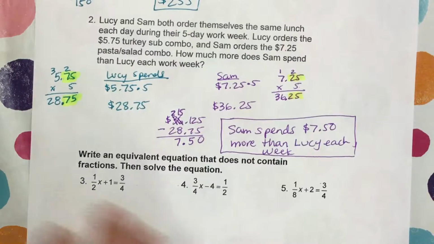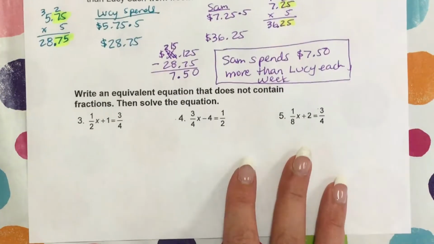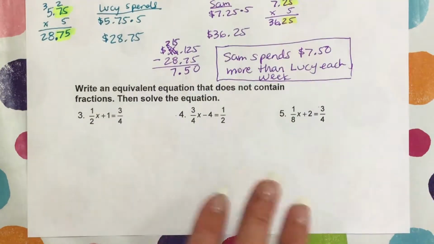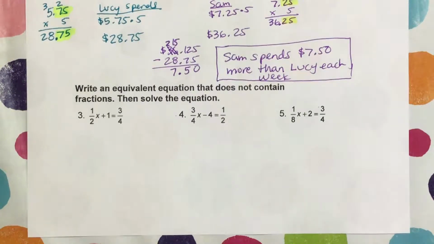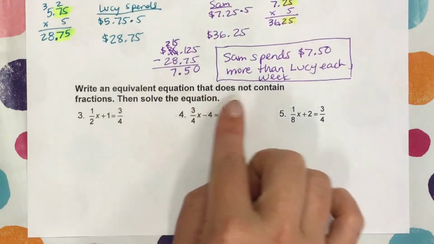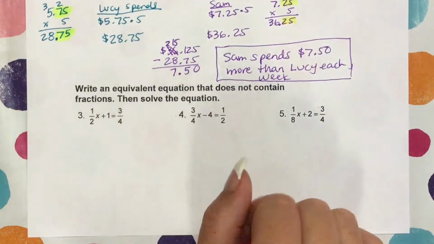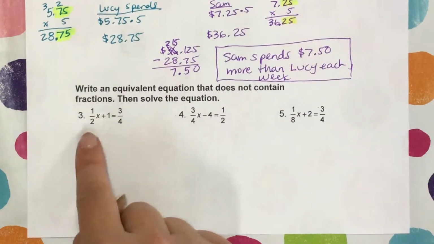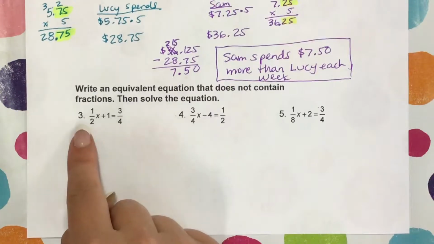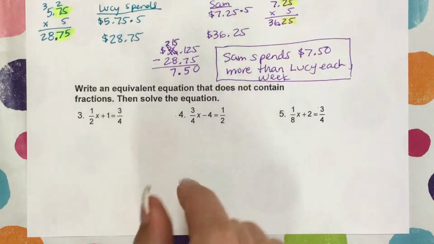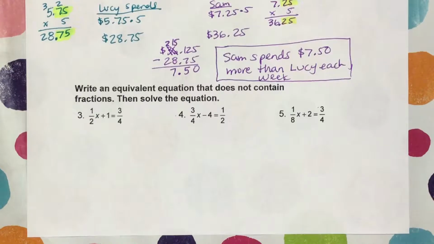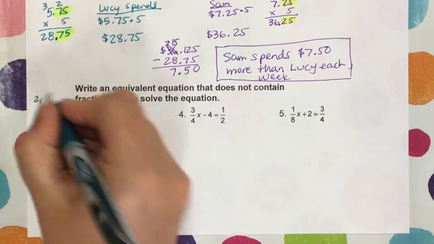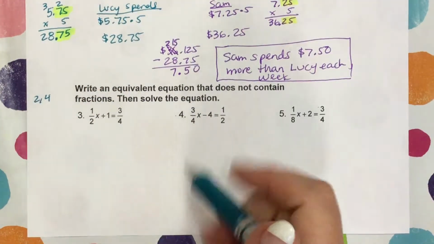All right, let's move on to problems 3, 4, and 5. We're going to do these ones together, and then you're going to have some that you're going to do on the next page by yourself. So this says write the equivalent equation that does not contain fractions, then solve the equation. So remember, what we have to determine is what the LCM is for 2 and 4. For 2 and 4, if we count by 2s, 2, 4, hey, we just got a 4. So we know the LCM is 4.